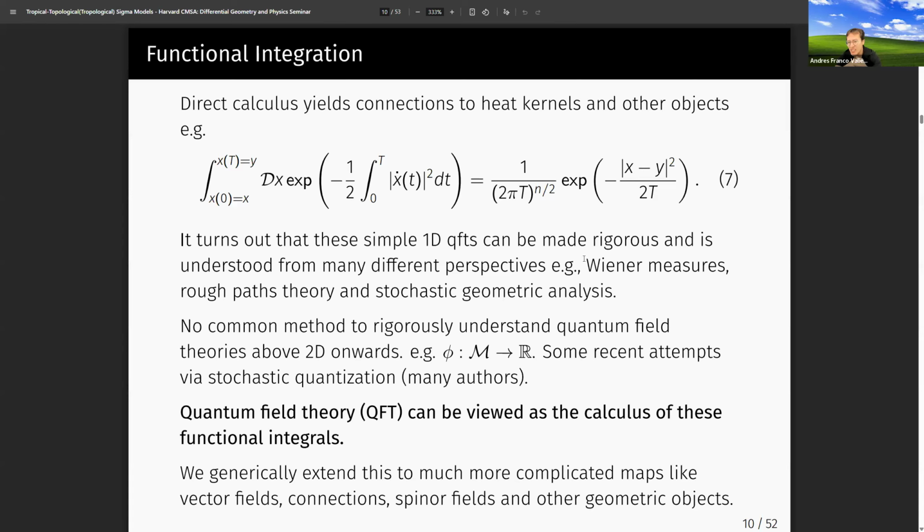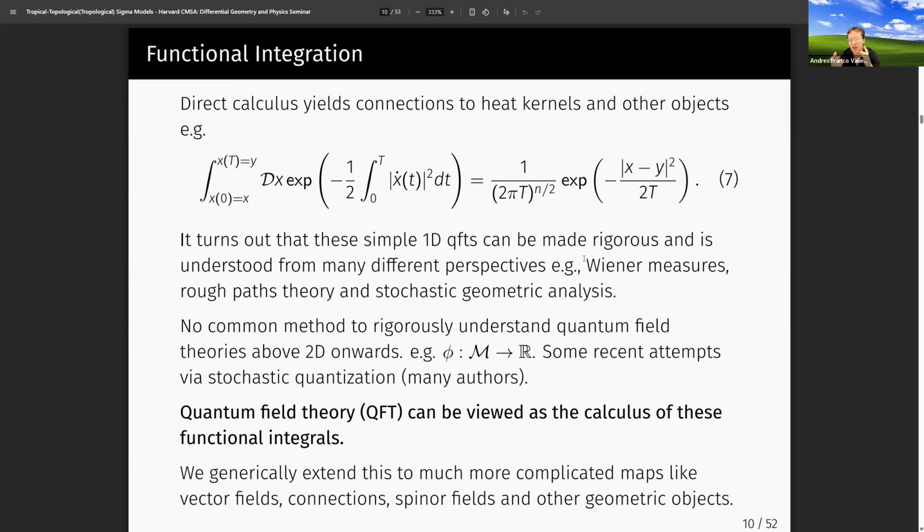In one dimension, it turns out that these one-dimensional quantum filters can be made rigorous to some degree when the corresponding Euclidean action is simple. And people have developed these things. We have things like Wiener measures, rough paths theories that you may have heard about, and stochastic geometric analysis when you're not just dealing with a target space that's Euclidean space. But there's really no common method to understand quantum field theory above 2 dimensions.